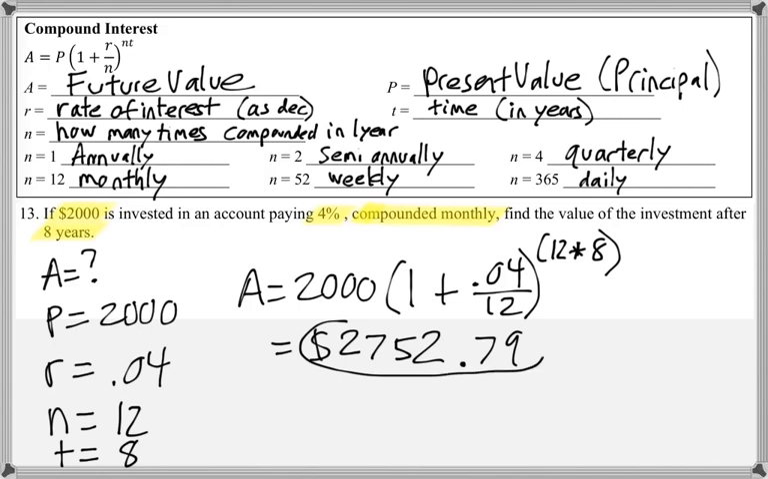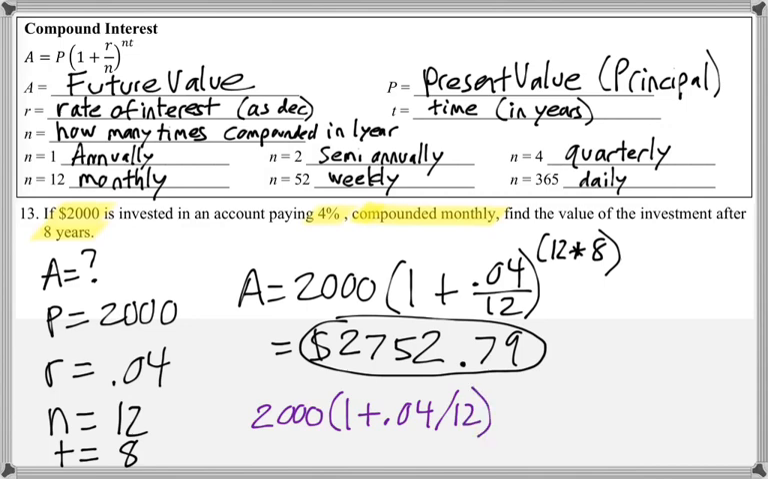So yeah, this will be our answer. If you have the older version of the calculator, then you may need to type it in a little bit differently. So it would be 2,000 times 1 plus 0.04 divided by 12 raised to the 12 times 8. And then you should be able to get the same answer.